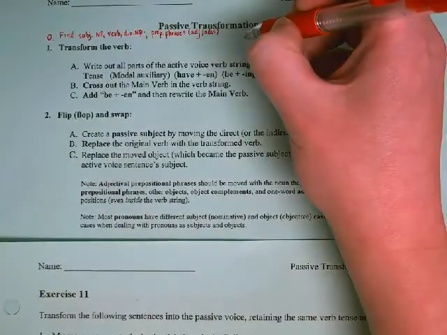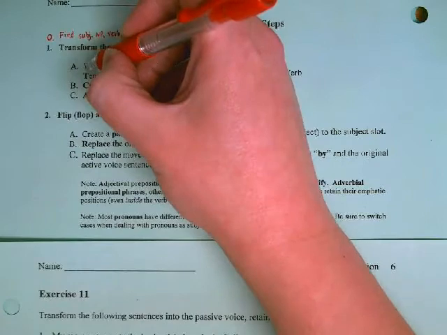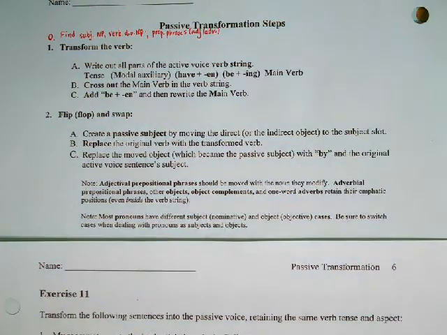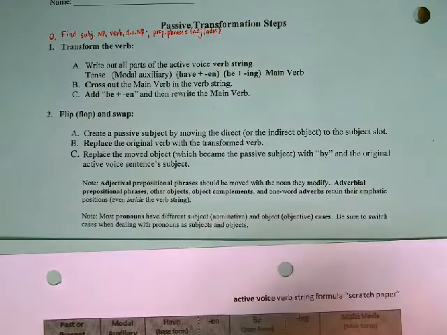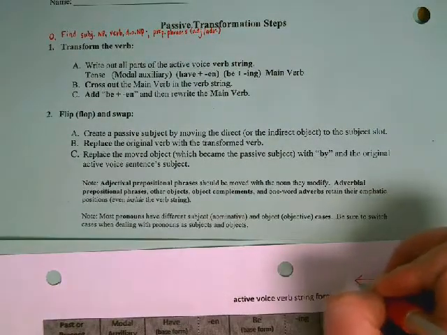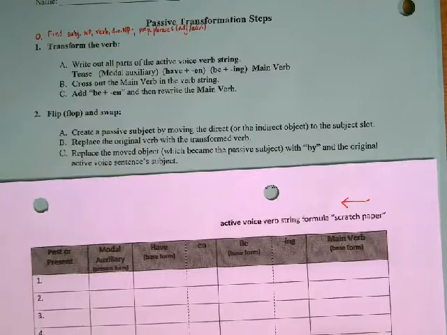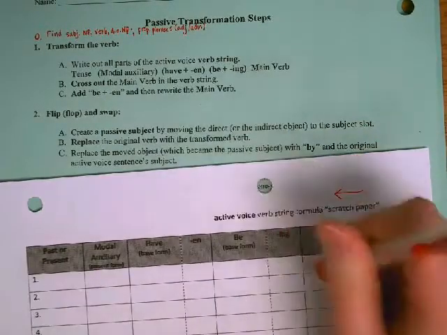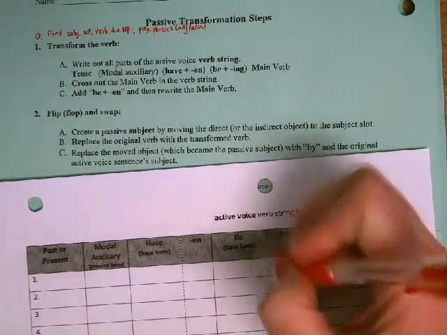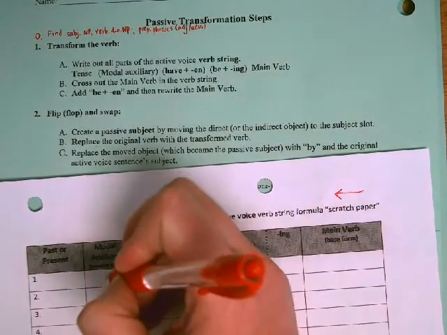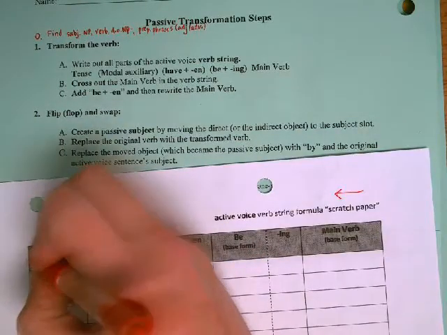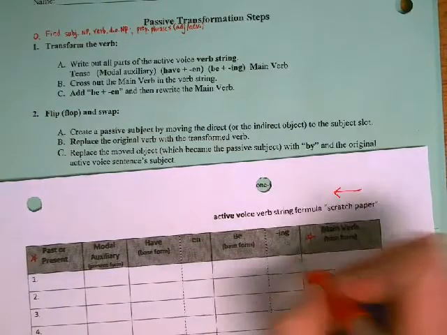Once you've found all that, then you want to write out all the parts of the active voice verb string. So remember, this is going from right to left if you're going to use the chart. Start with the main verb, whatever the last thing in the verb string is, and work your way left. If it's there, fill it into the chart. Be and have, you just copy down. Modal auxiliary, write in the present tense form. Main verb is in the base form. You always have past, you always have present. If you don't have it, just cross it out.